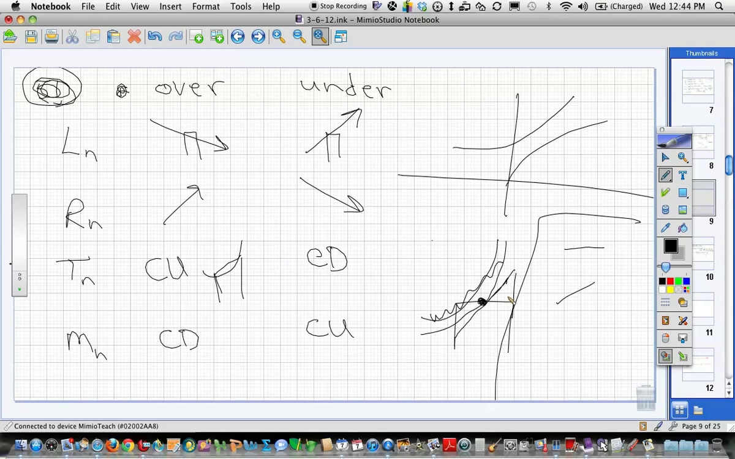So the answer would be might be true, right? Might be true depending on the concavity, okay? But we don't know. If it's concave up, midpoint would be under. If it's concave down, midpoint would be over. So we go there. All right.